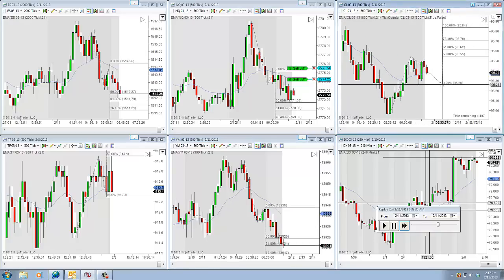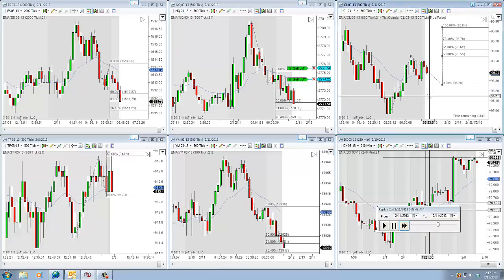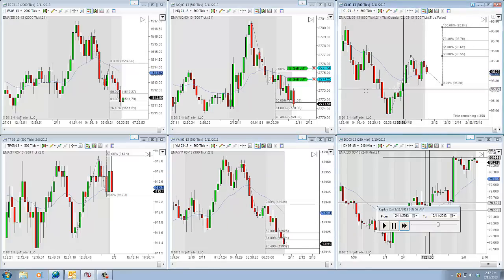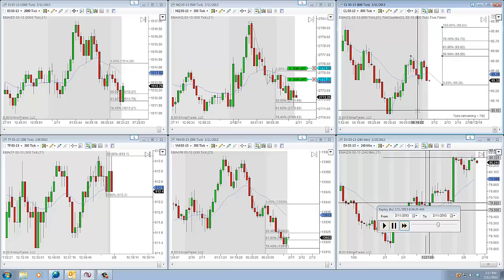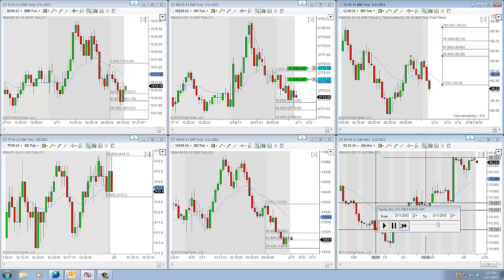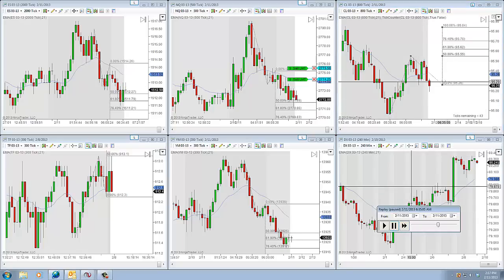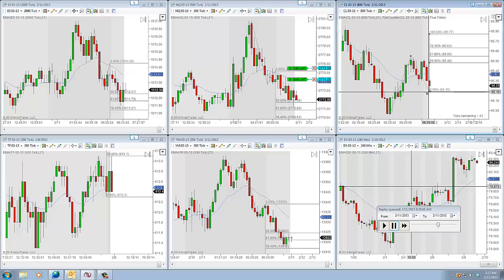The CL is still developing. We'd like to see it come back down and either set a new low or give us confirmation that this is the right Fib area. Okay, so let's go ahead and stop it so we can do this without getting too confused.